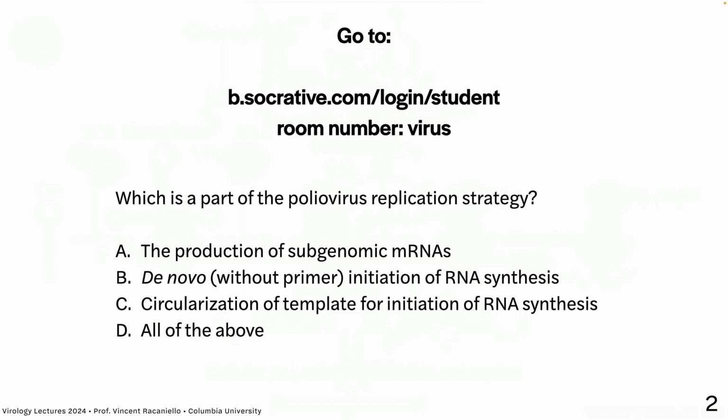Our next question is, which is a part of the poliovirus replication strategy? The production of subgenomic mRNAs, de novo without primer initiation of RNA synthesis, circularization of template for initiation of RNA synthesis, all of the above. Which is a part of the poliovirus replication strategy?